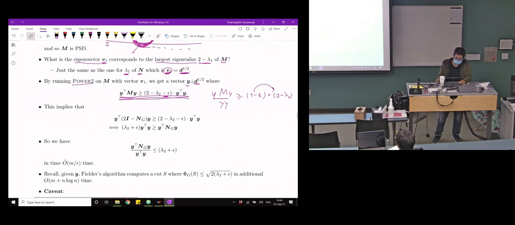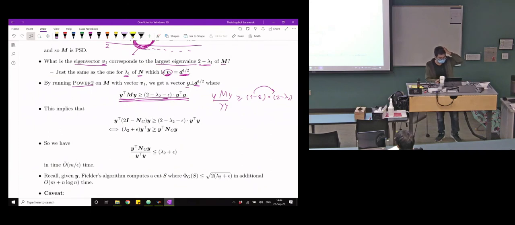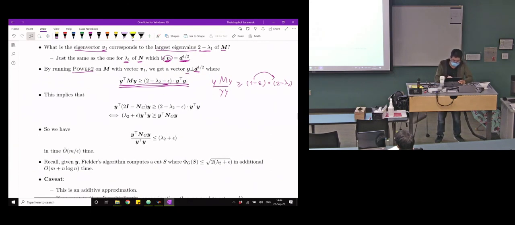And now do some math from here. M is simply 2I minus the normalized Laplacian. You rearrange things, then you get that the Rayleigh quotient of y for the normalized Laplacian is going to be at most this.